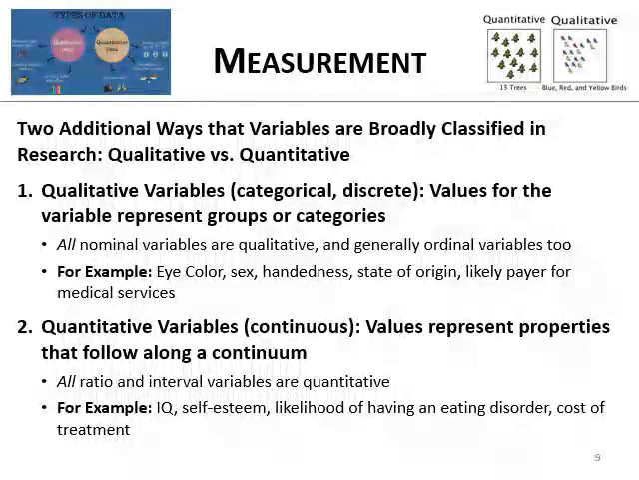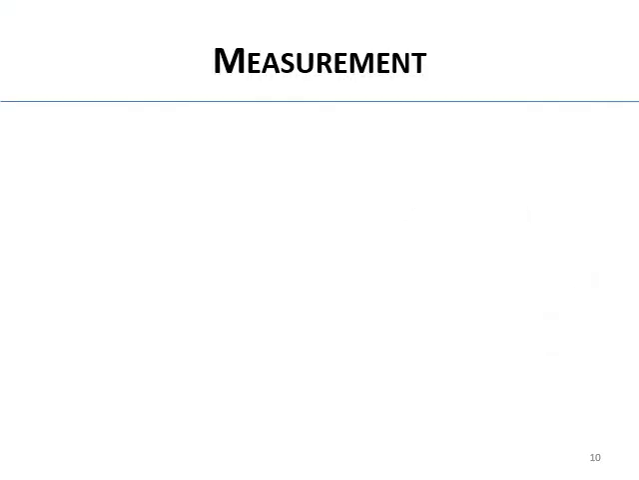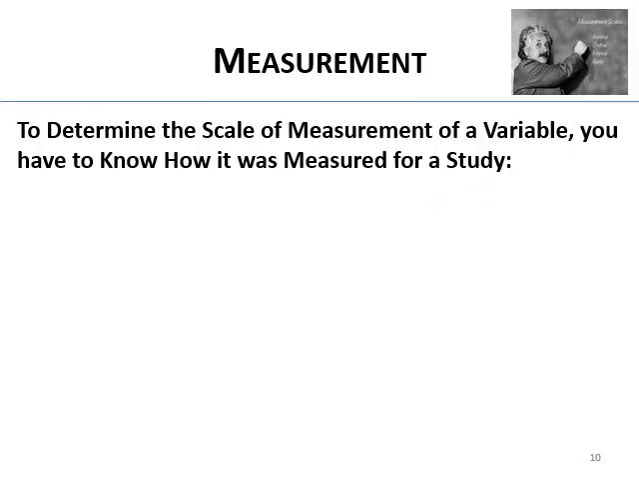I'll use these terms, so I have to introduce them at some point in the course. There's also qualitative and quantitative variables. So to determine the scale of measurement of a variable, you have to know how it was measured in a study. And it matters and it's important. And the same variable could be measured on different scales of measurement in different studies, or even in the same study, like if you really wanted to drive people crazy.